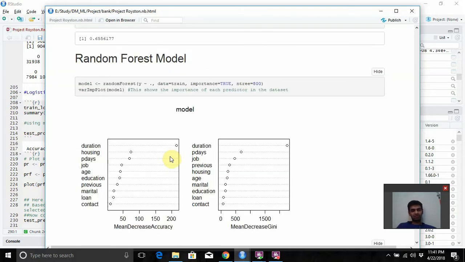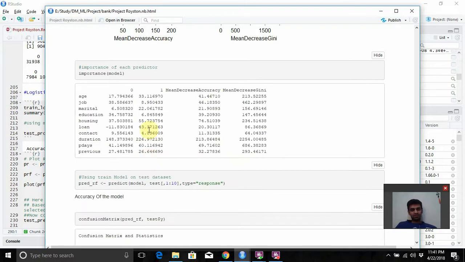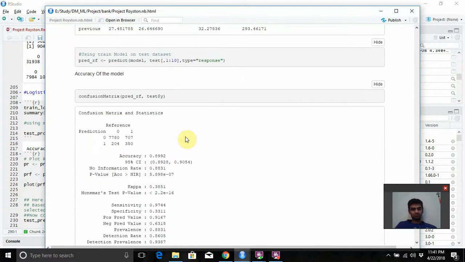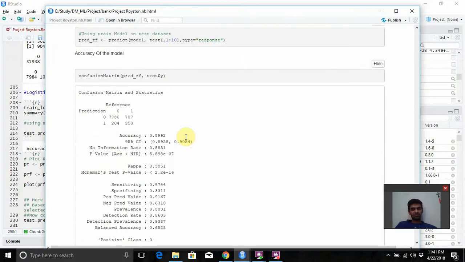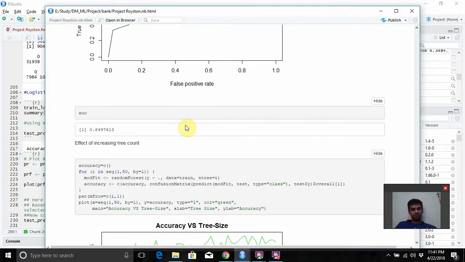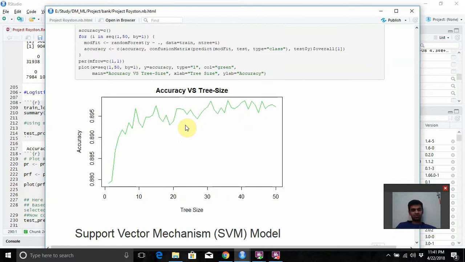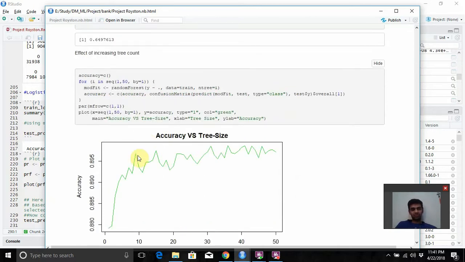And my next model is the random forest model. These are the importance of each predictor variable in the dataset. As you can see, duration, housing, and pdays have the maximum value, and this is the importance of the model. My accuracy for the random forest is 89.92, while the area under the curve is 0.6497. And I have also done something where, when you increase the tree size, the accuracy also varies.